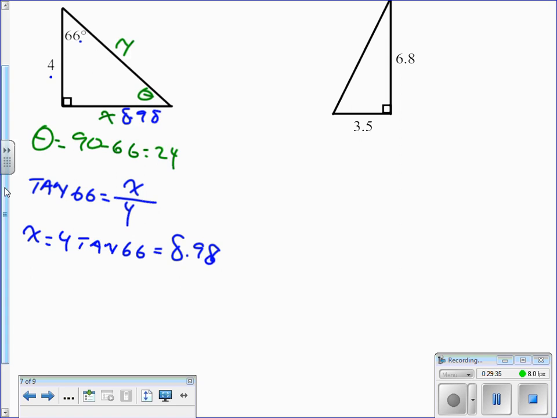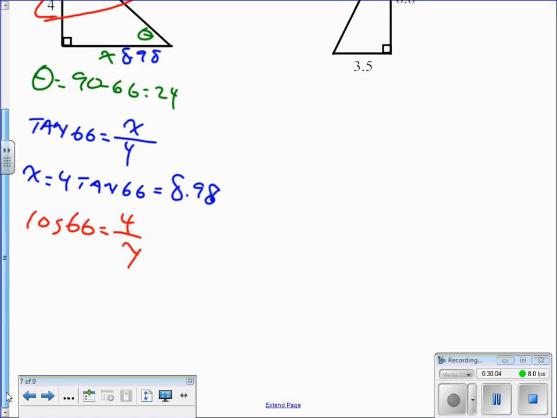I want to do the same thing for y. Okay, and I want to use given information, which means I'm going to use this and this. These are the 2 sides I'm working with, which means I want to use cosine. Hypotenuse and adjacent, right? Cosine is the ratio, you use the hypotenuse and adjacent. So the cosine of 66 is adjacent over the hypotenuse, 4 over y.